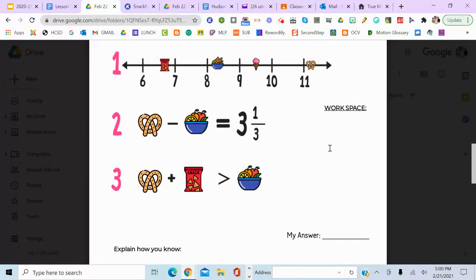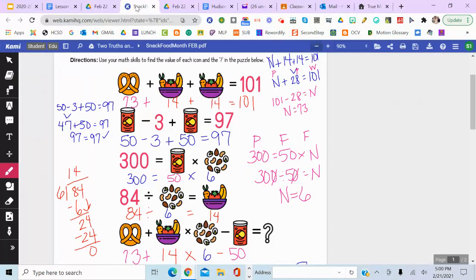So this is going to be really good flexible thinking to get you ready for our algebra unit that is coming up very soon.